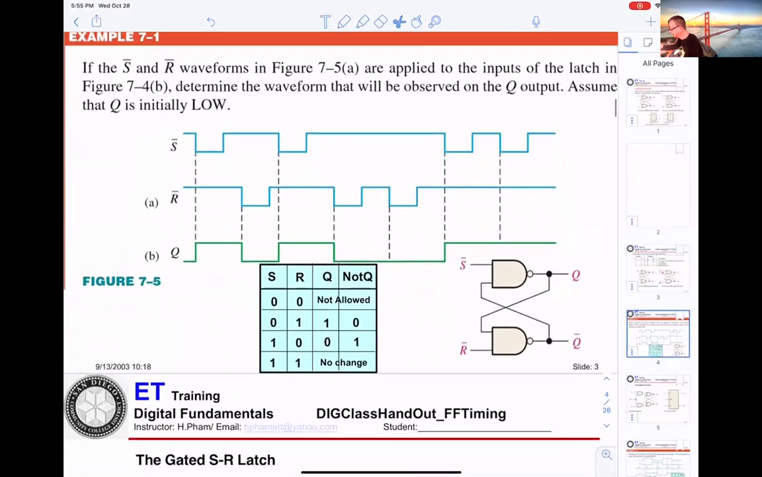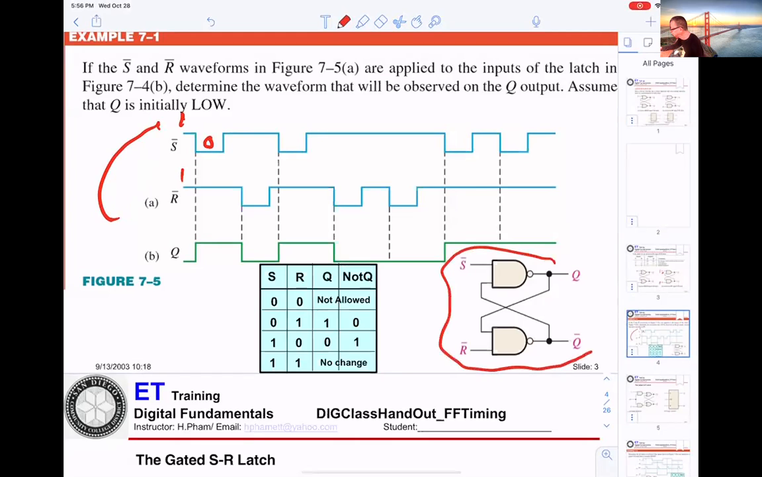Now, if you try to understand, you can see how this one works. That means you understand. They give you the waveform for S and R, okay? That means 1 here, 0 here, and 1 here, applied to the inputs of the latch. That means they apply to this one. And they want to draw the Q. We don't care about not Q. You know Q, you know not Q.